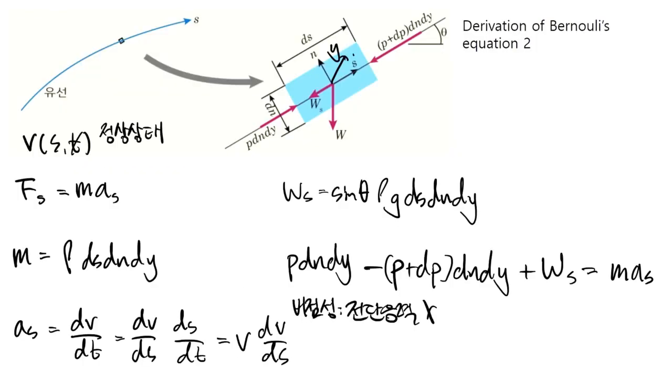Next is the derivation using differentials. This is a free body diagram of a small part of the streamline. The Bernoulli equation assumes that the fluid moves along the streamline, so we only need to consider the force in the s-axis. For convenient calculation, we set the coordinate with the streamline as one axis and placed the n and y axes perpendicular to it. The s-direction pressure on the fluid is p dn dy and p plus dp dn dy.